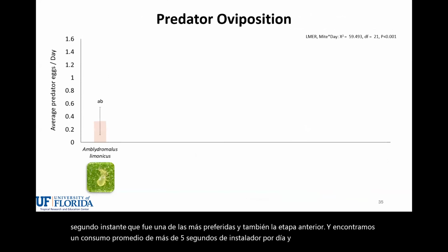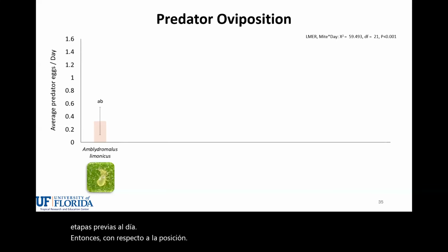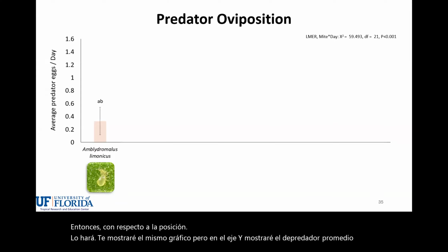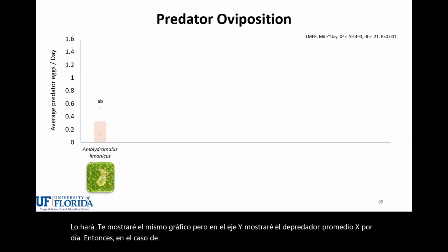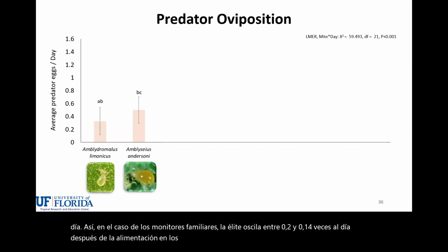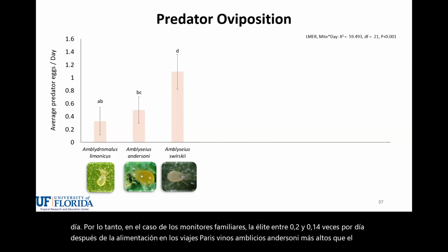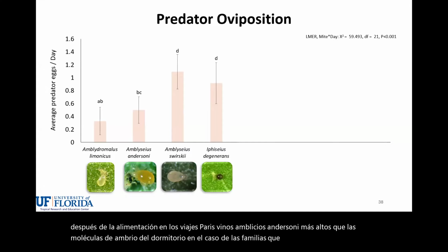So regarding oviposition, I will show you the same graph, but on the y-axis, I will show the average predator eggs per day. So in the case of Amblydromalus limonicus, it laid between 0.2 and 0.14 eggs per day after feeding on Thrips parvispinus. Amblyseius andersoni, higher than Amblydromalus limonicus. In the case of Amblyseius swirskii, more than 1 egg per day.